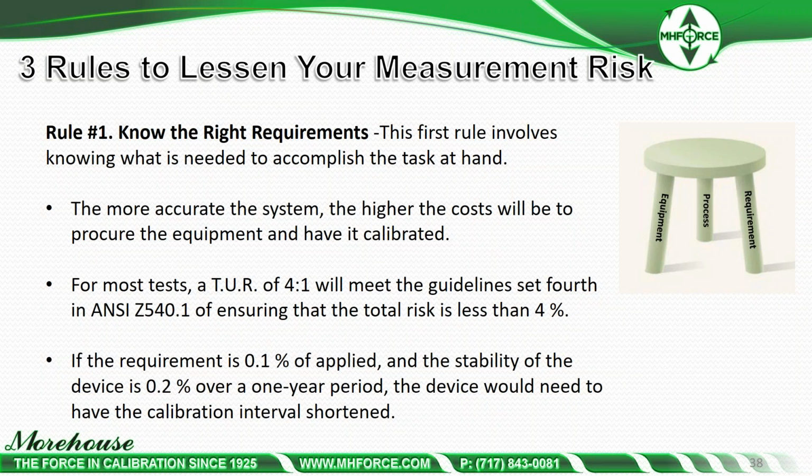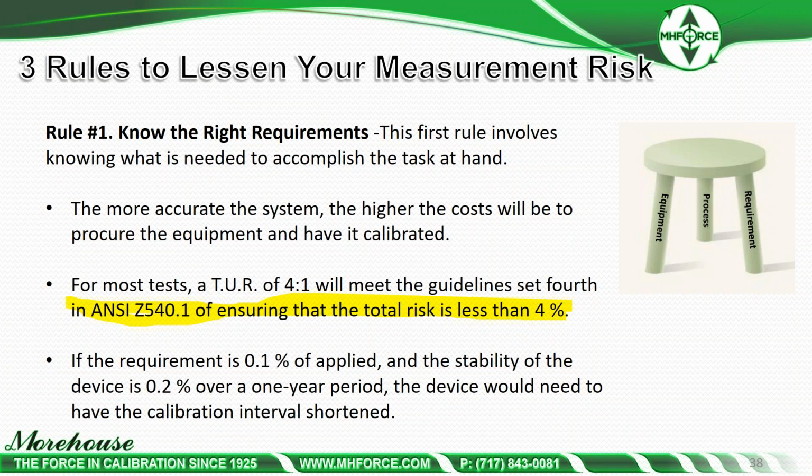For most tests, a TUR of 4-to-1 will meet the guidelines set forth in ANSI Z540 of ensuring the total risk is less than 4%. This is what I said: in most cases, that's 4-to-1. If you are at the tolerance limit, it will not, and that's what you need to know. So everybody that says 4-to-1, this and that, if you're at that tolerance limit, it's still no good.